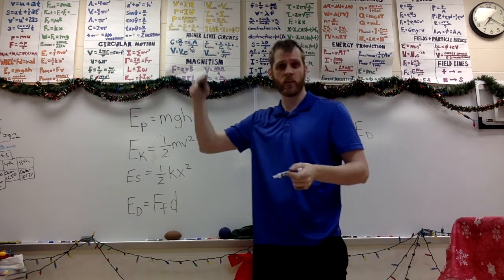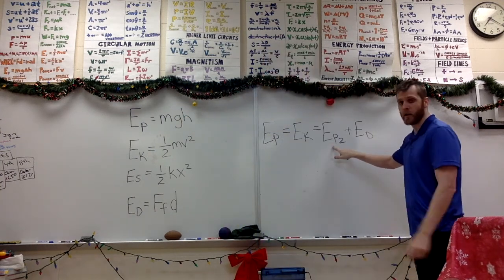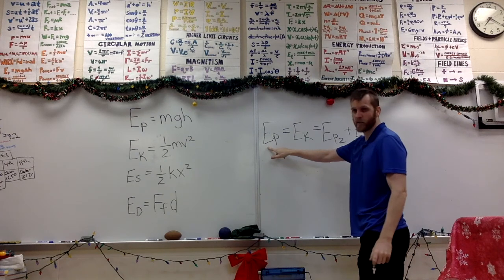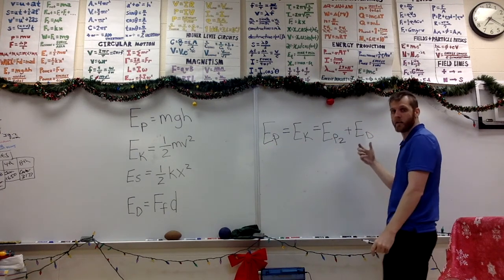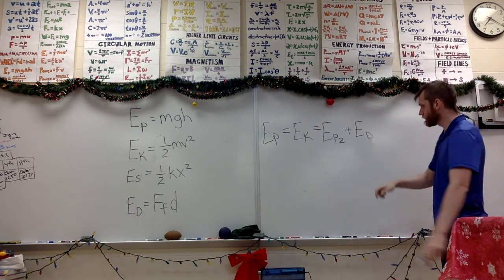I could do the same process for the second bounce. Now it starts with this much EP, and basically we're back here. Whatever EP I start with, it's going to bounce again, go to kinetic, and then some is going to be dissipated. We'll get to that in a second.